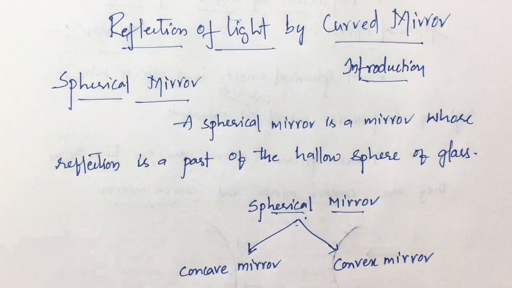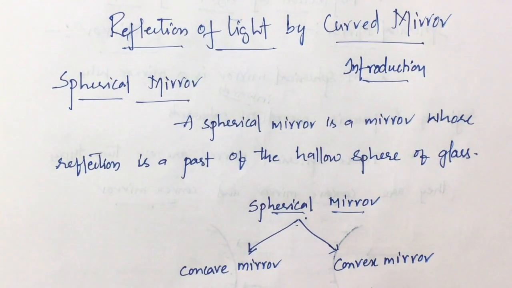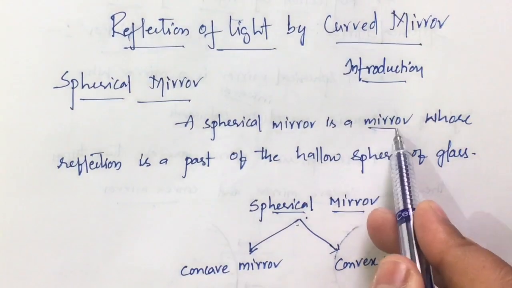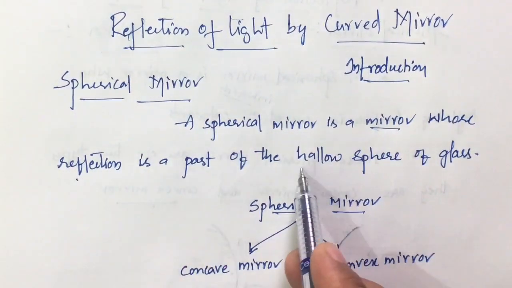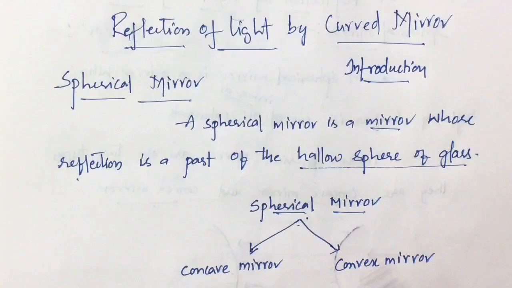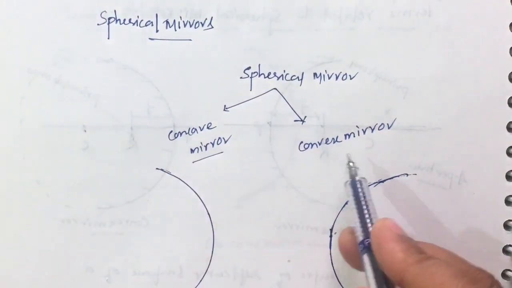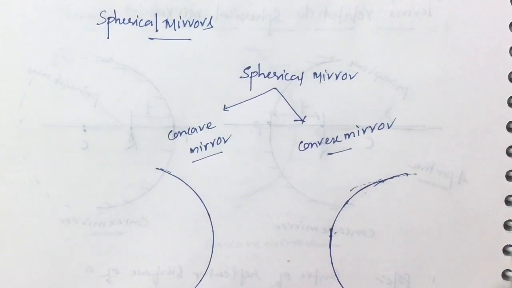Hello students, today we are going to study about reflection of light by curved mirrors, that is spherical mirrors. So what is a spherical mirror? A spherical mirror is a mirror whose reflecting surface is a part of a hollow sphere of glass. These spherical mirrors are of two types. One is concave mirror, other is convex mirror.